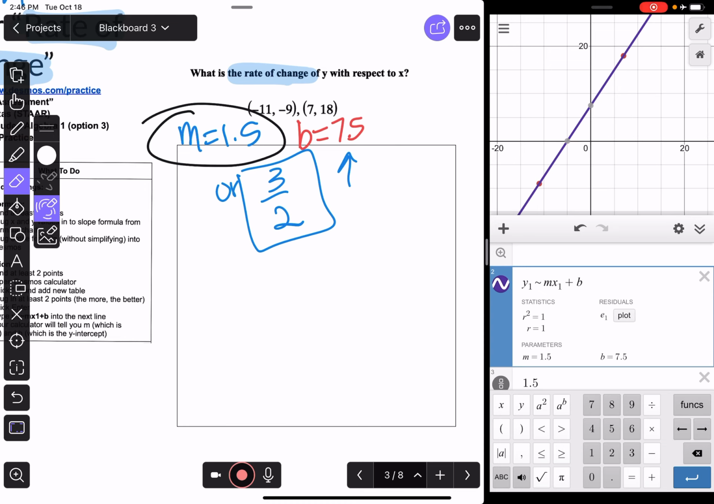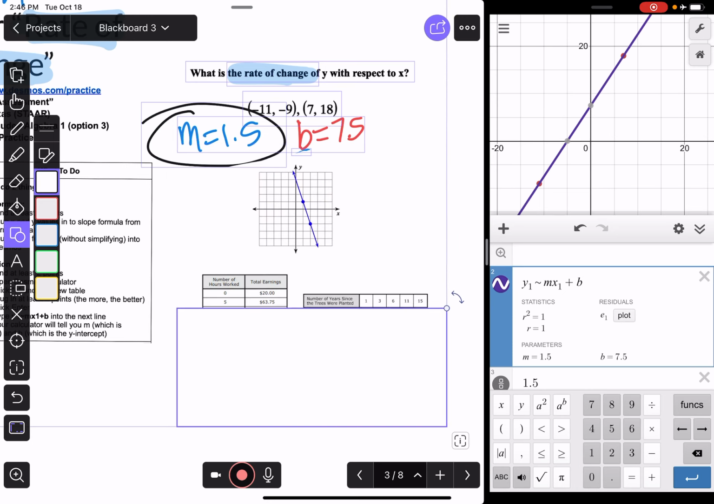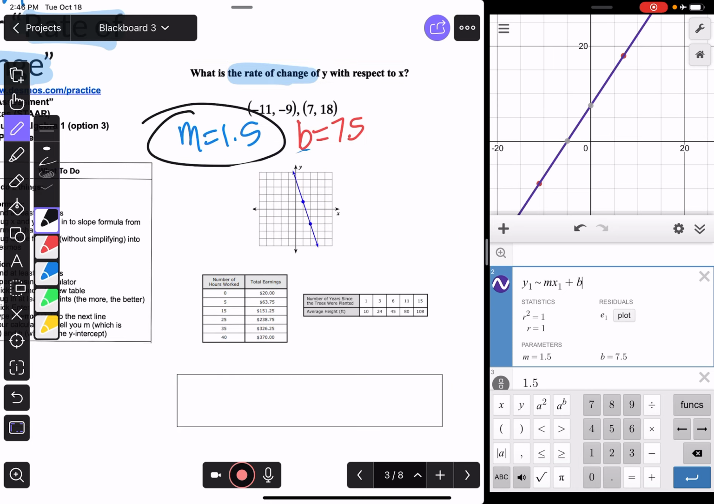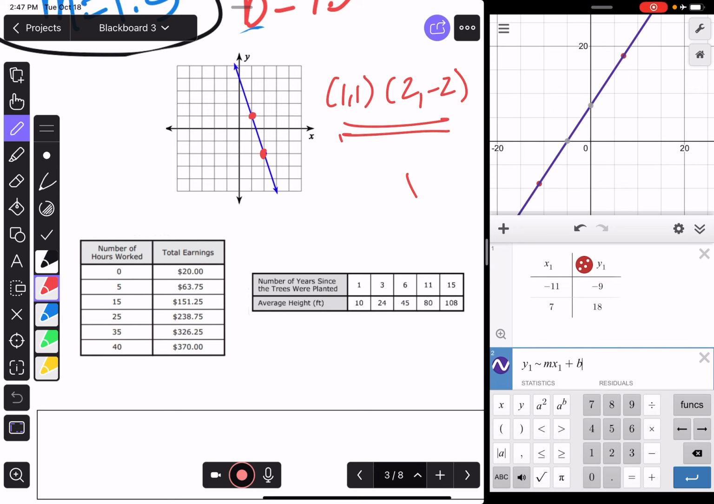Before we end this lesson, I do want to mention that not all the questions will give you the points like this question did. So this question just straight up said these are the 2 points. That's not always the case. We could see questions like these. So we could see questions that have a graph where we have to find 2 points. So this point would be 1, 1. And this point would be 2, negative 2. So now we have our 2 points, and we could plug it into our table the same exact way.